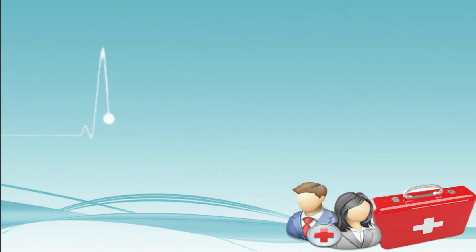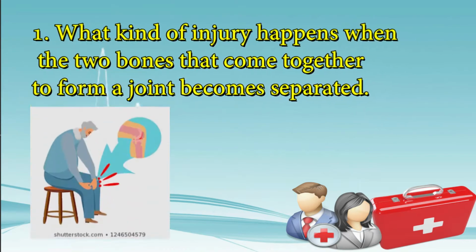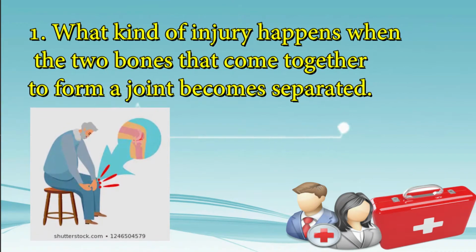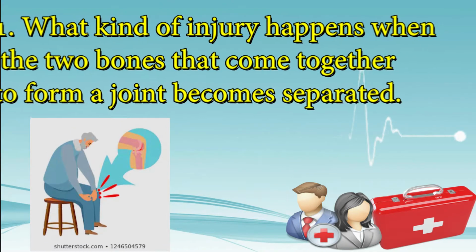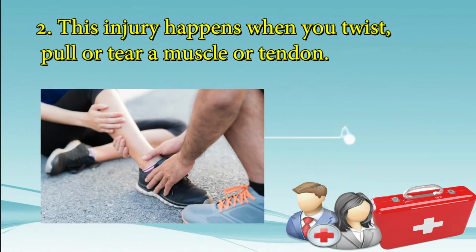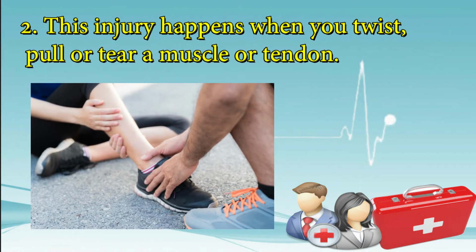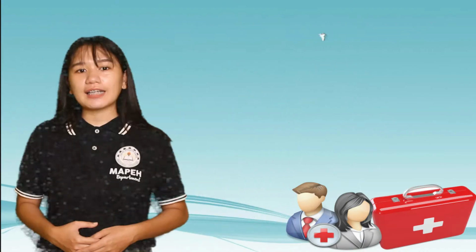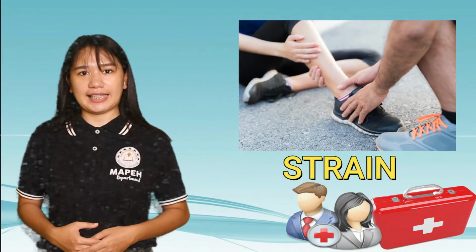But before we start, let's answer these warm-up questions. Number 1. What kind of injury happens when two bones that come together to form a joint becomes separated? The correct answer is dislocation. Second question. This injury happens when you twist, pull, or tear a muscle or tendon. The correct answer is strain.